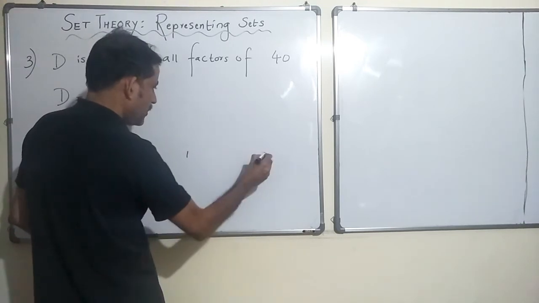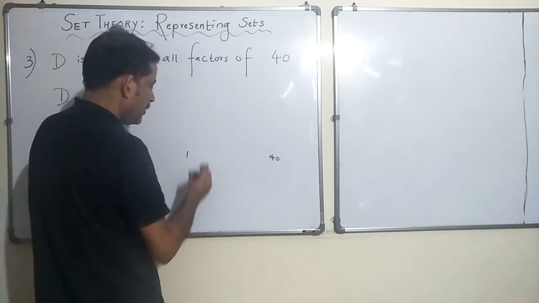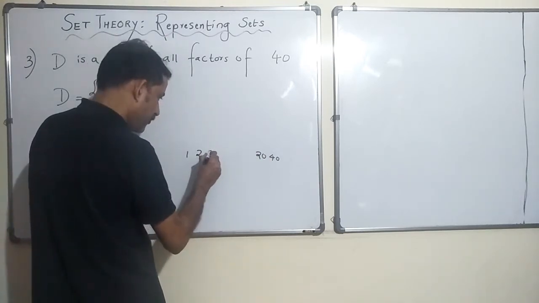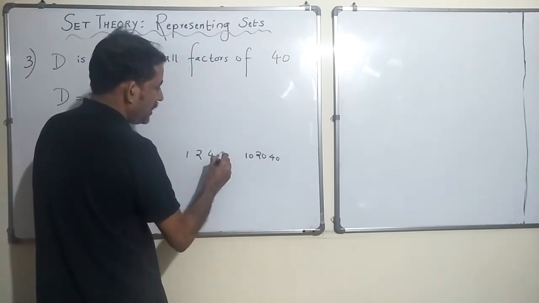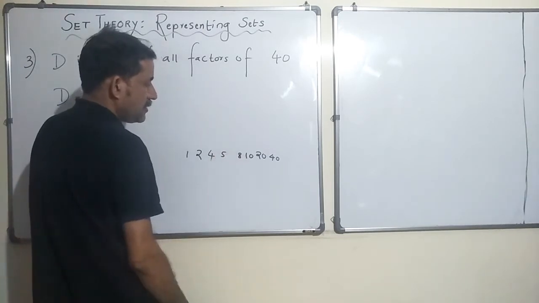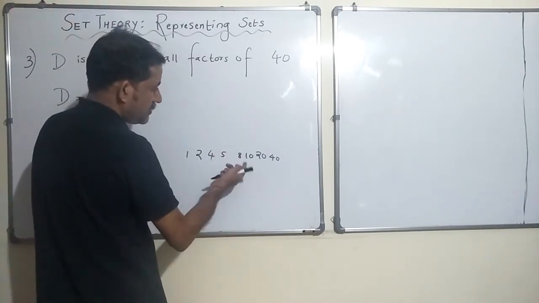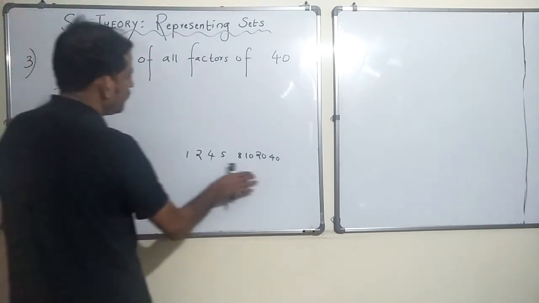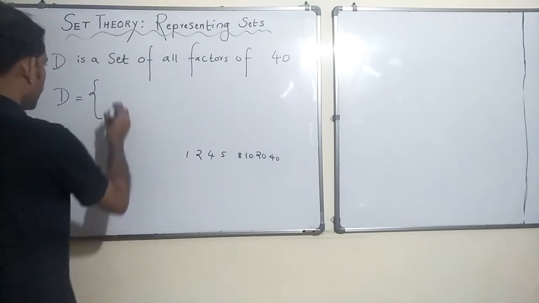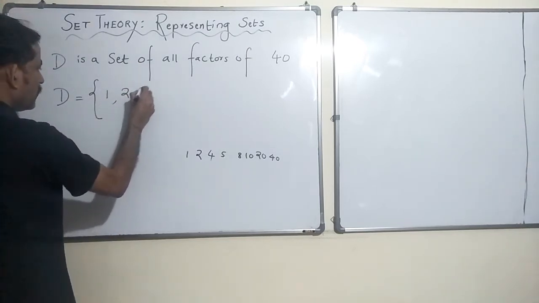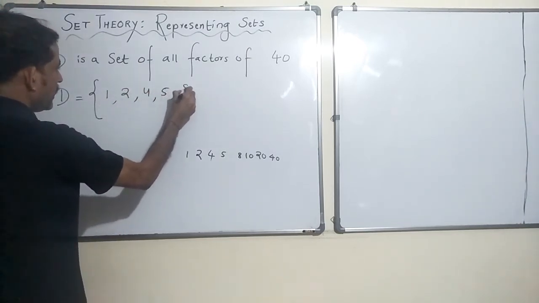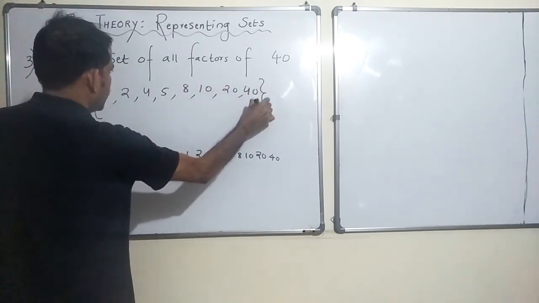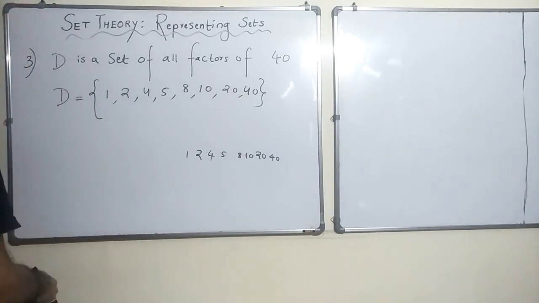So 1 into 40, 2 into 20, 3 does not divide, 4 does, 4 into 10, 5 8s are 40, and that's it, 6 6s are 36, yeah, that should be fine. So these are all the factors of 40, right? So let me write it: 1, 2, 4, 5, 8, 10, 20, 40. All right, so this is good.